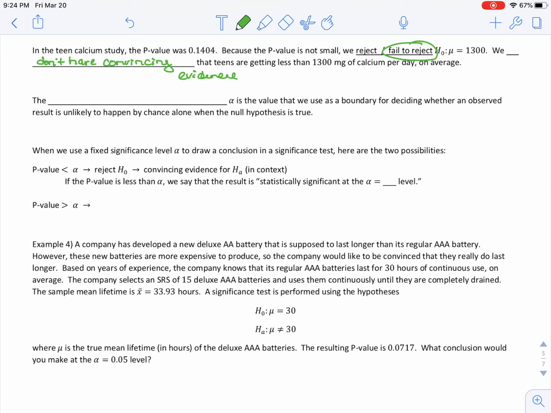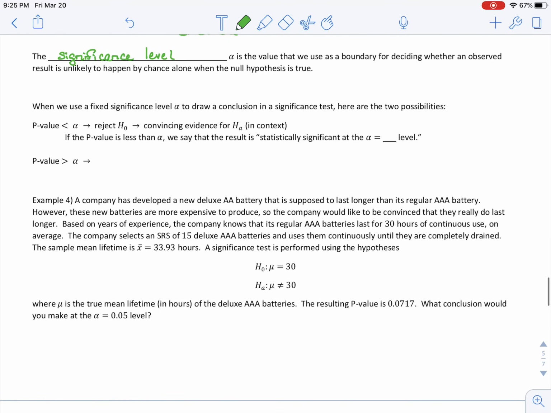So we like to come up with a boundary line. So not just like, oh, it's less than 5%. So the common ones are 0.01, 0.05, and 0.10, just to kind of have a line drawn. There are pros and cons for the different types, but these are called significance levels. These are significance tests that we are running through. So the significance level is where that line is drawn, the threshold for is it convincing enough. It's always denoted with the Greek symbol, that's alpha. Looks like a little Jesus fish, but it's an alpha. It's the value that we use as a boundary for deciding whether an observed result is unlikely to happen by chance alone when the null hypothesis is true.